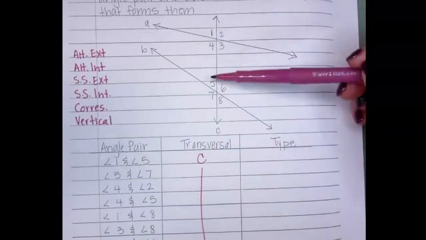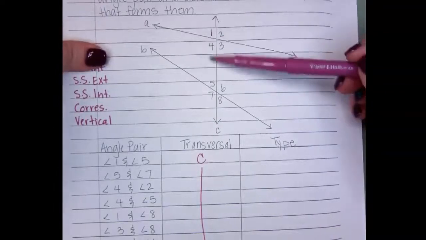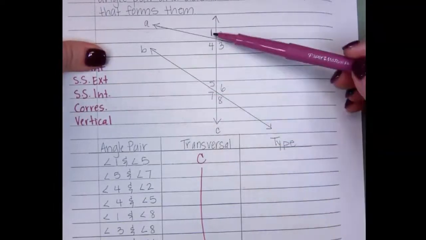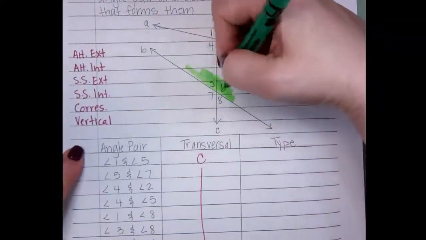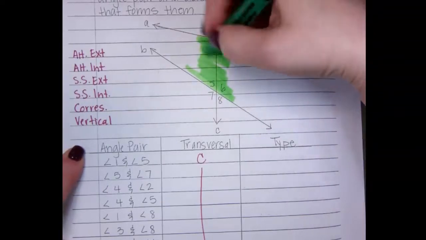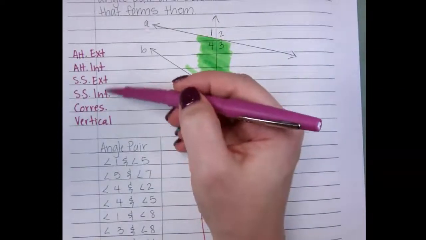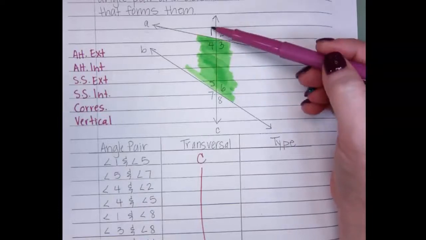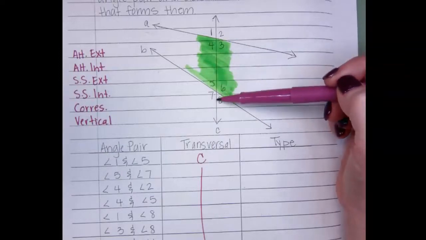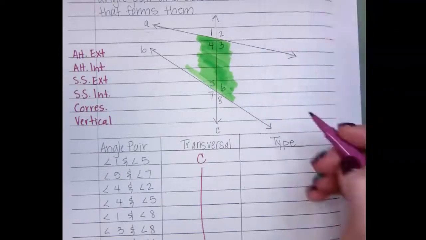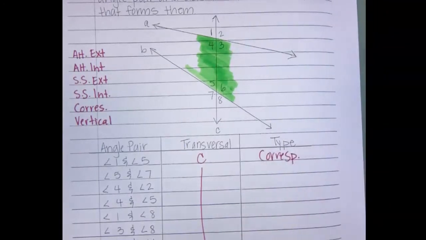So our first one is 1 and 5. Well, they're not on alternate sides, so I can get rid of both of the alternates. They are definitely same side. But if this is my interior, they're not both green. So they can't both be interior and they can't both be exterior. So I'm left with 1 and 5 being either corresponding or vertical. And I know for sure they're not vertical. Are they both top left? Top left? Yes. Corresponding.